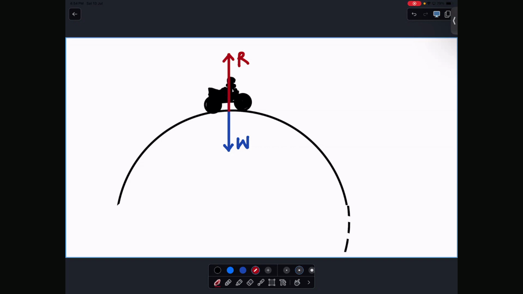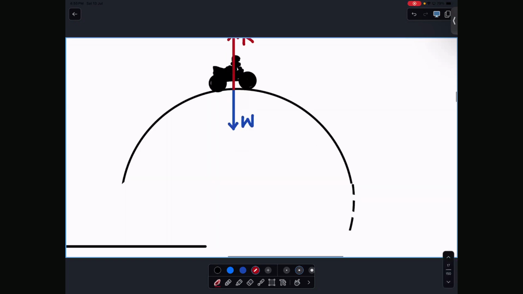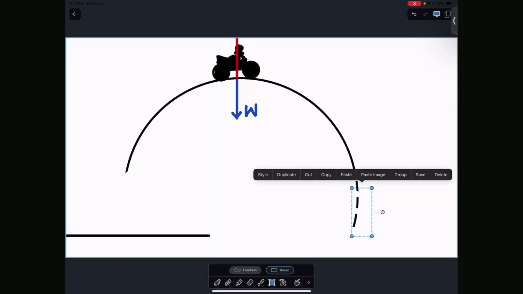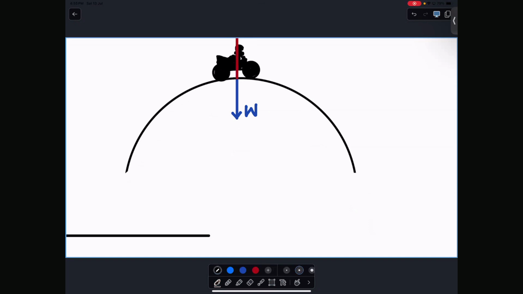There's reaction acting upwards, and what's acting downwards? Weight, right? Now, if this bike does want to undergo circular motion, it needs to have what acting towards the center? Centripetal force, right? So that's the requirement: if you want to undergo circular motion, you must have centripetal force acting towards the center.